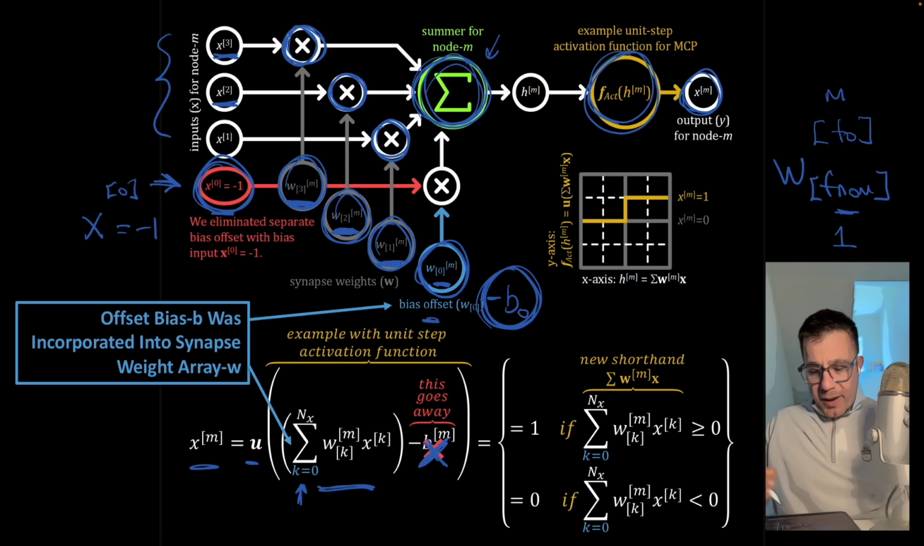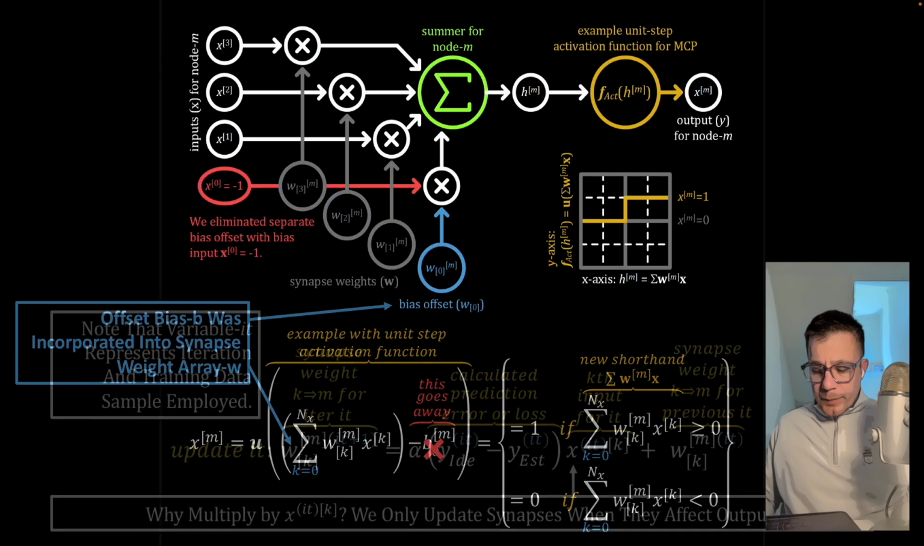And this piece here goes away, right? This is where our bias offset used to be. And we end up with this piecewise representation, right? If the weighted sum is greater than 0, we get a value of 1. If the weighted sum is less than 0, we get a value of 0.